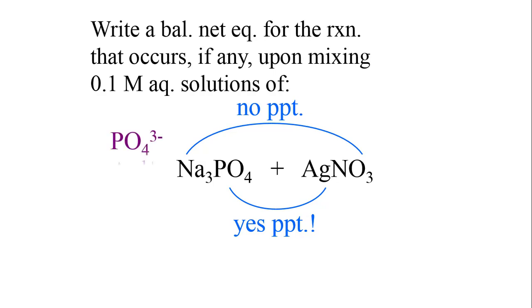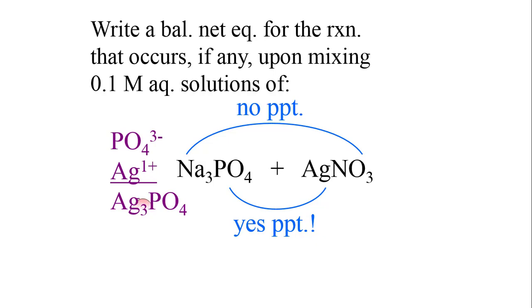We recall that the charge on phosphate is 3-. We can determine that the charge on silver is 1+ because it is originally paired up with only one nitrate. Nitrate has a 1- charge. Then the chemical formula of the solid would be Ag3PO4.